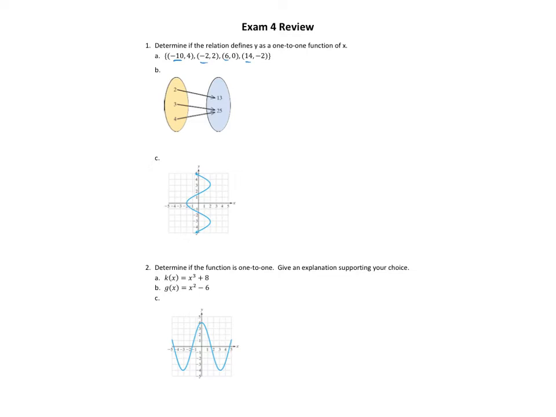To check if it's a one-to-one function, I'm going to look at these outputs. I can see the outputs are 4, 2, 0, and -2. Those are all unique outputs, and so each input has a unique output, so it is one-to-one. This second example, I can see that the inputs 3 and 4 have the same output, so this is not one-to-one.